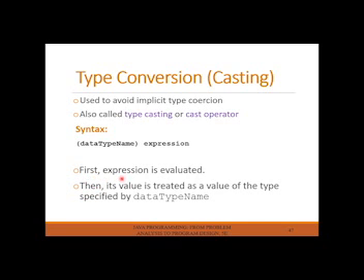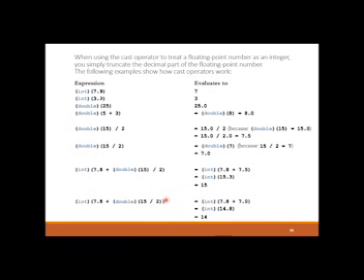Unang step, expression is evaluated and then its value is treated as a value of the type specified by the data type name. Okay, sample. When using the cast operator to treat a floating point number as an integer, you simply truncate the decimal part of the floating point number. The following examples show how cast operators work. int yung data type name mo, integers.